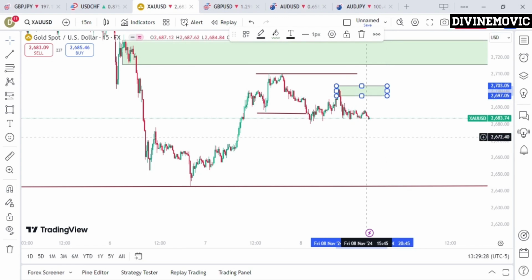What this means is this: because gold has given us a supply zone and we're able to identify a supply POI, we're simply going to be looking for a sell opportunity on gold. And where we're going to likely sell from is simply at this level here.